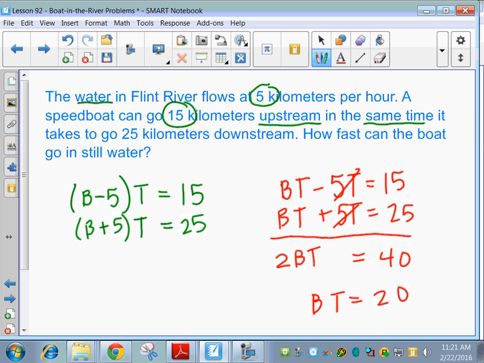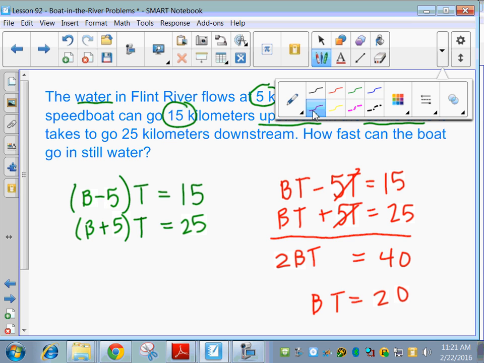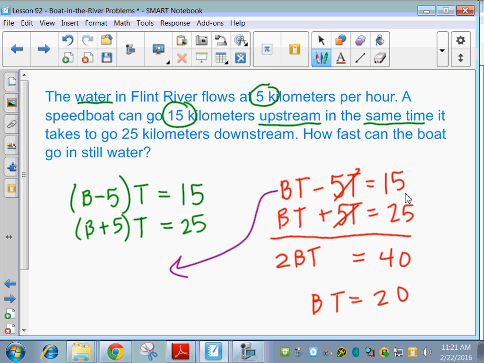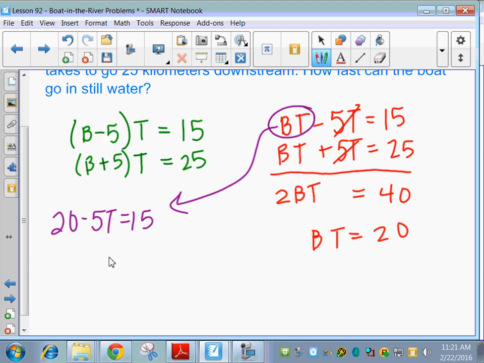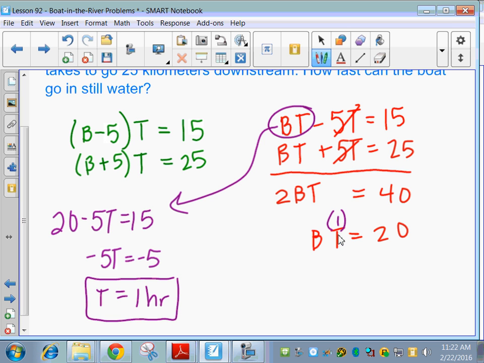So we have to go back up. I'll probably just go to this top equation and substitute in bt is 20. So 20 minus 5t has to equal 15. So subtract 20 from both sides. That would be negative 5. So the time is 1 hour. And don't forget, you have to use this equation here to find the speed of the boat. So plug the 1 in for time. And the speed of the boat is 20 miles per hour. Any questions, you guys?